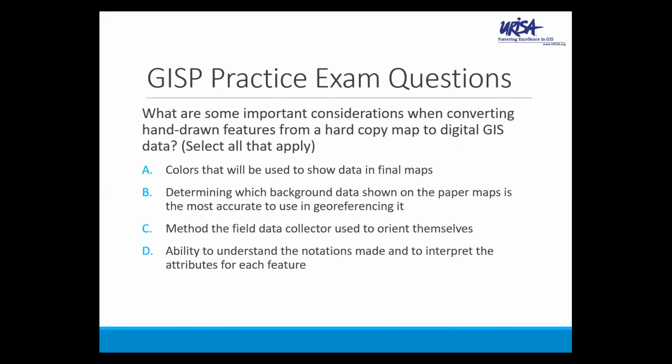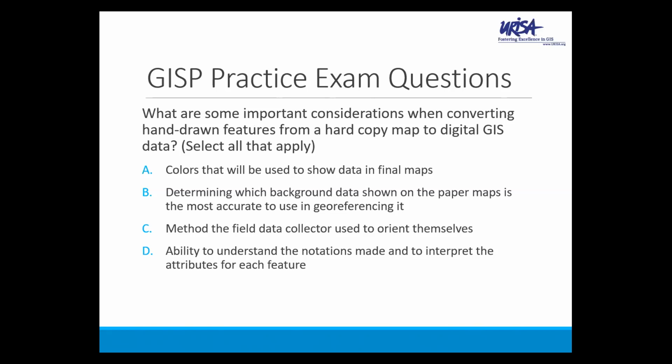Next, what are some important considerations when converting hand-drawn features from hard copy map to digital data? This goes to the question of to know what the quality of different data sets are. Colors really don't tell us much. The method, the field data used to orient themselves tells us something. But that's a reasonably good answer, probably a good choice.